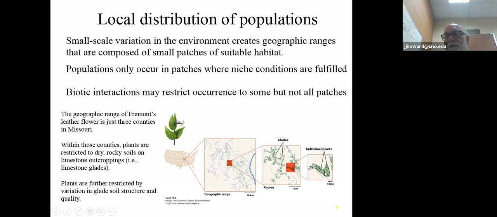And so here at the very most detailed level is a map of individual plants and their spatial relationships to one another. So it's really important to understand that although you might have these glades available, if there's a herbivore that eats this plant, it might consume all the plants in one of these little patches. And so just because the niche conditions are there, it might not be part of the realized niche.